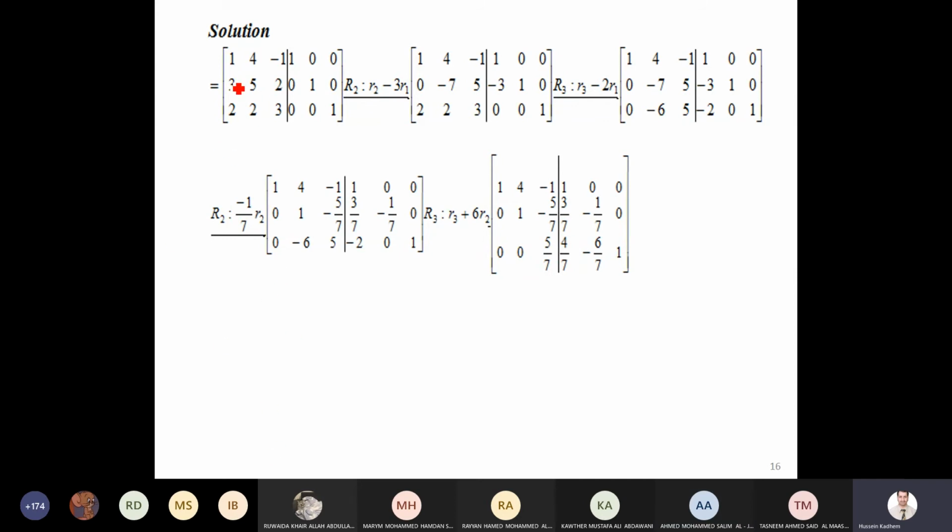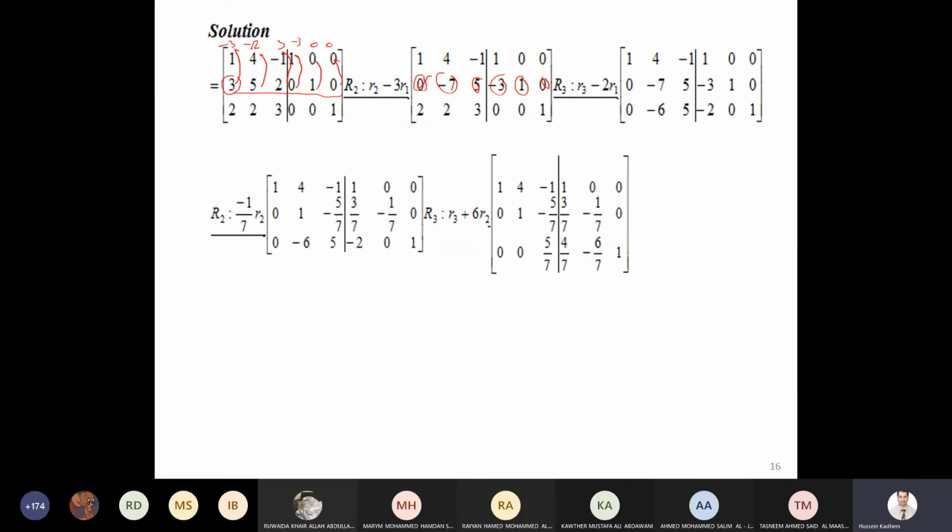Now, what I will do, I want to make this 3 to become 0. So I will multiply here by minus 3 and then I add. Minus 3 by 1, minus 3, minus 3 by 4, minus 12, minus 3 by minus 1, 3, minus 3 by 1, minus 3, minus 3 by 0, 0. Then I will change this one. I will add 3 minus 3, 0. 5 minus 12, minus 7. 2 plus 3, 5. 0 minus 3, minus 3. 1 plus 0, 1. 0 plus 0, 0. This is the first step, and I did it.